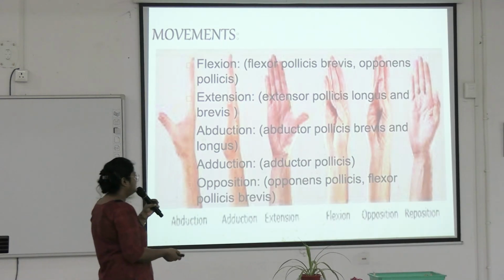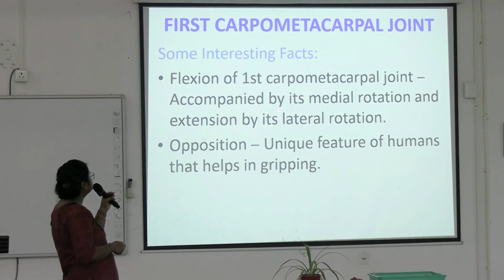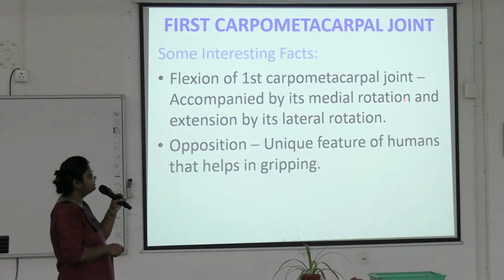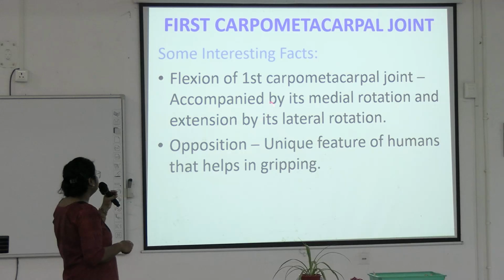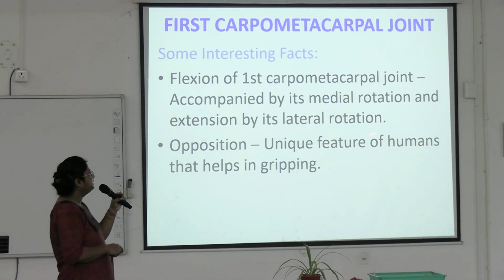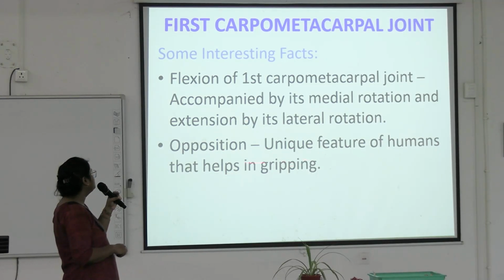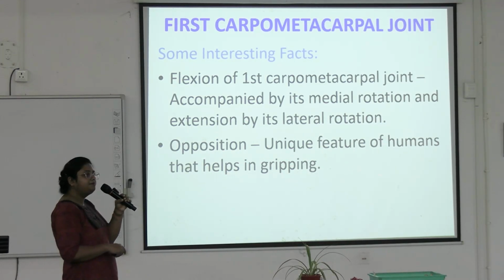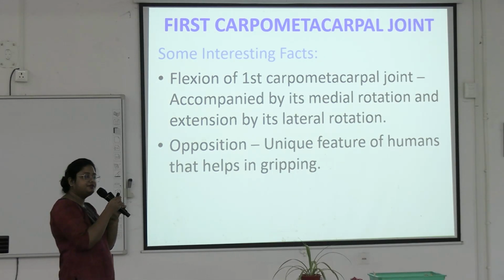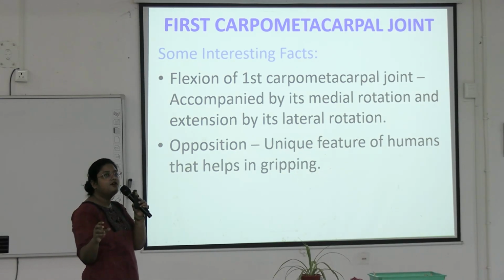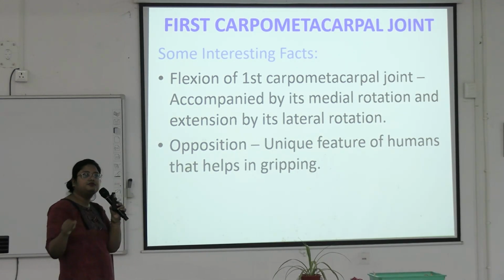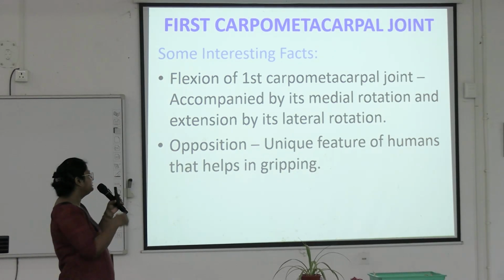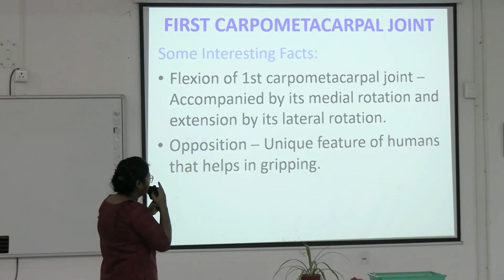Next, at the first carpometacarpal joint, flexion is accompanied by medial rotation, and extension is accompanied by lateral rotation. Opposition is a unique feature of humans, and that helps in gripping. Opposition helps in gripping some object or in fine movements. Fine work is done by this opposition.